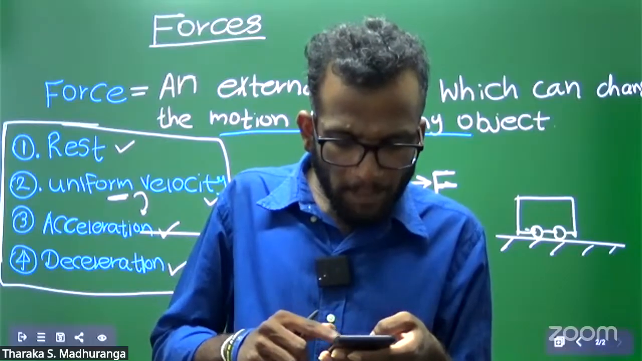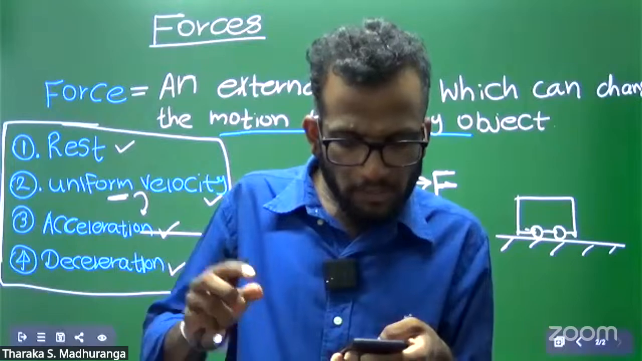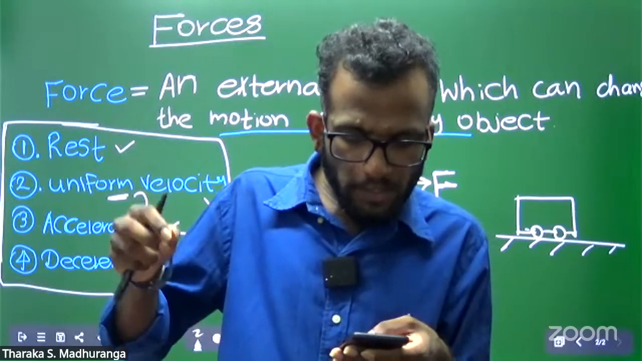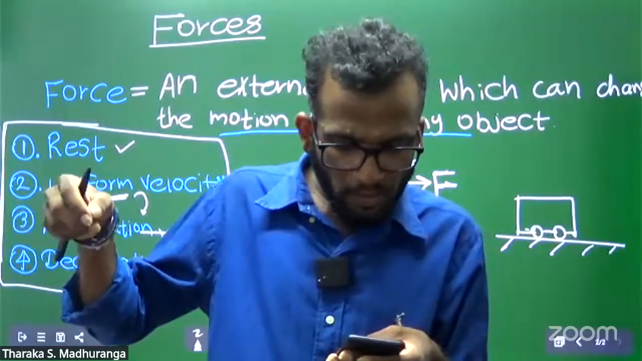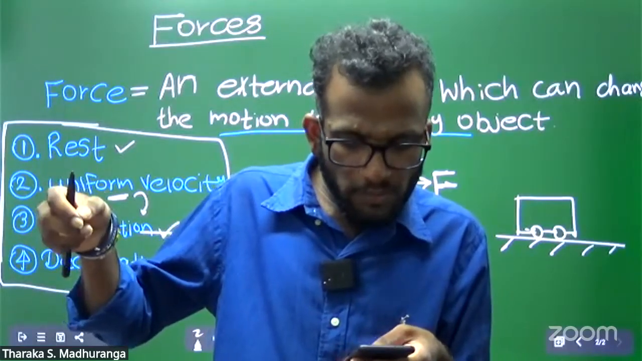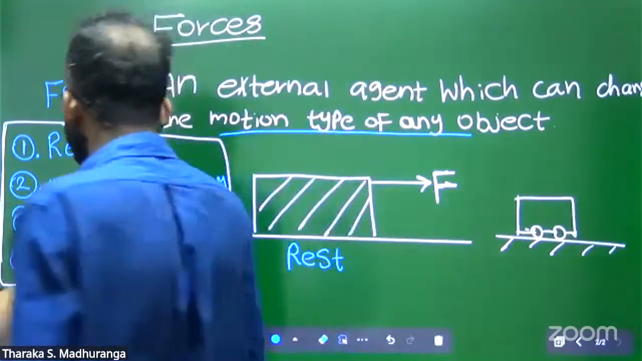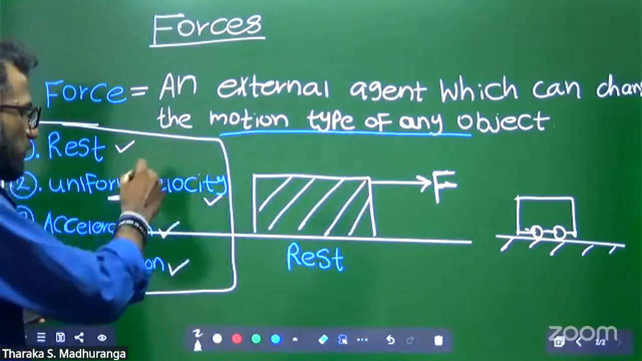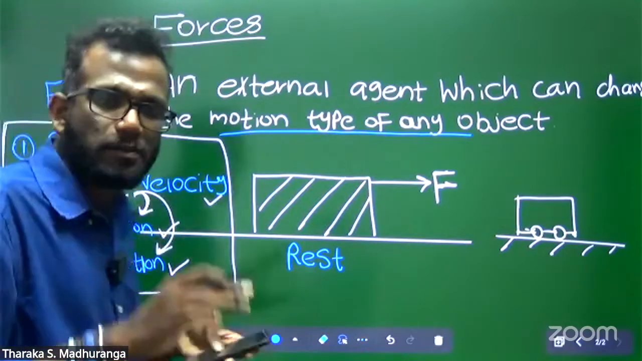That is, applying a force can move a stationary object, bring a moving object to rest, or change the velocity of a uniform velocity object. Changing the velocity means it converts into deceleration or acceleration. That's the meaning of the force.